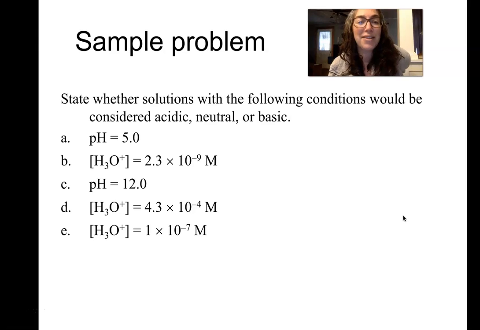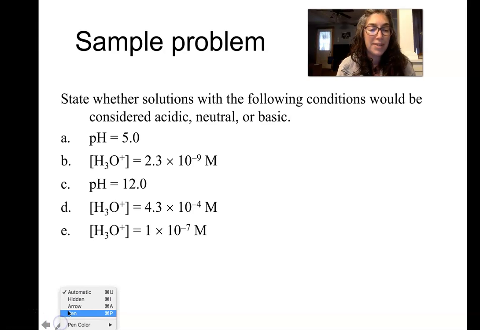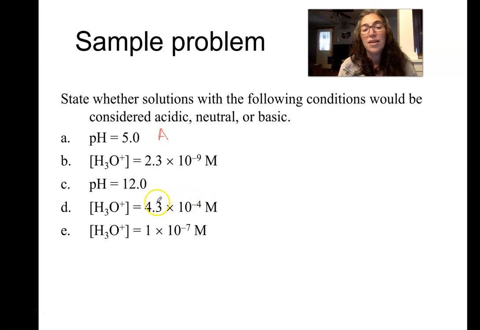So let's do this practice problem here. State whether the solutions in the following conditions are acidic, neutral, or basic. So we need to know the pH. A tells us straight up the pH is 5. A pH of 5 is less than 7, so that's an acid. We'll do C too. C is a pH of 12, that's greater than 7, so that's a base. Those two are easy because it gives us the pH.